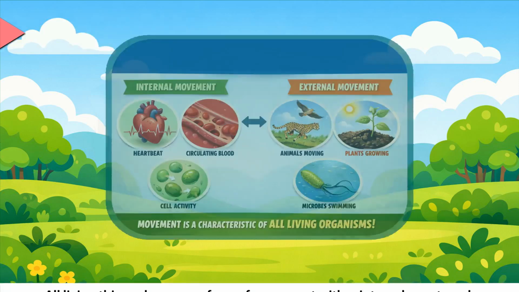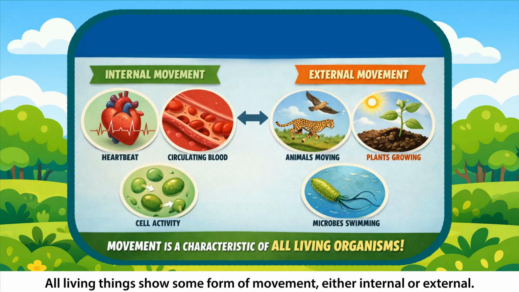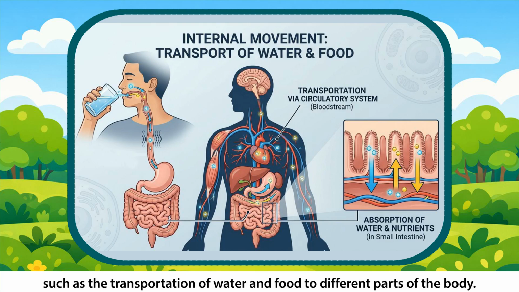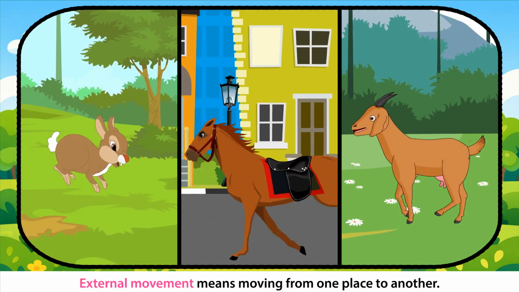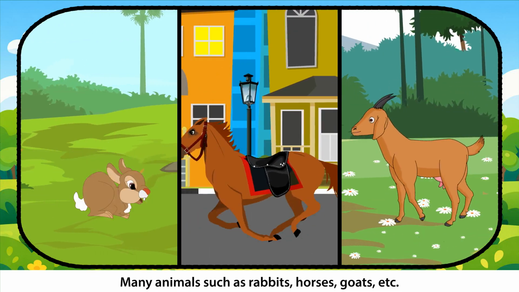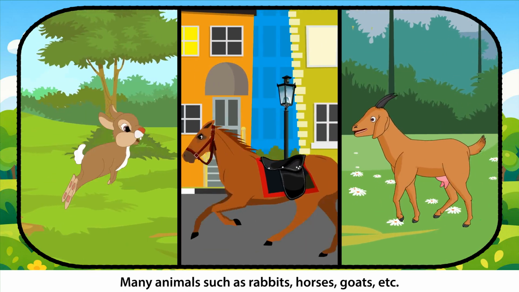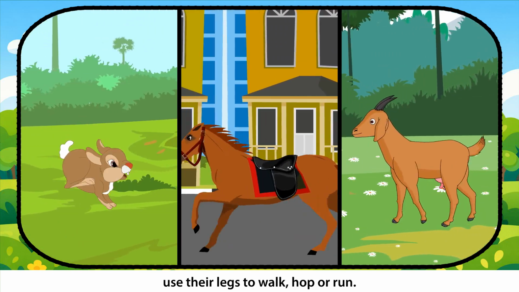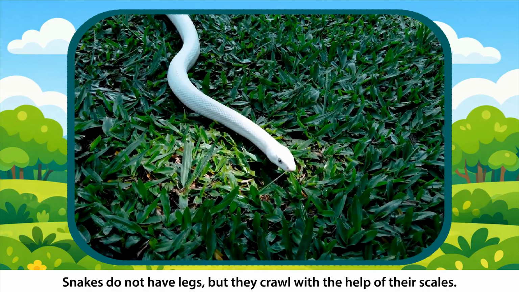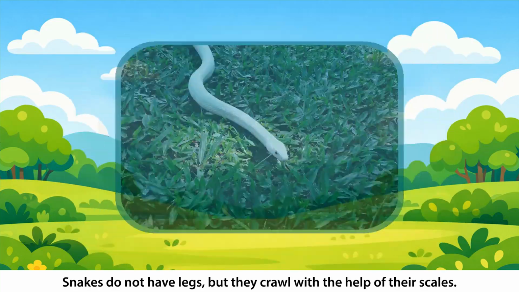Living things move. All living things show some form of movement, either internal or external. Internal movement means movement inside the body, such as the transportation of water and food to different parts of the body. External movement means moving from one place to another. Many animals, such as rabbits, horses, goats, etc., use their legs to walk, hop, or run. Snakes do not have legs, but they crawl with the help of their scales.